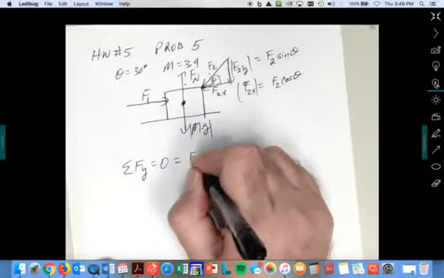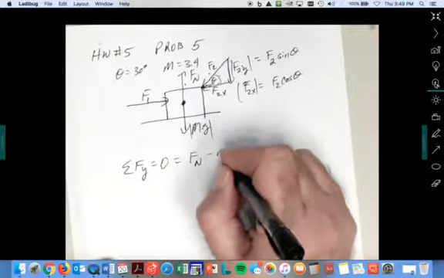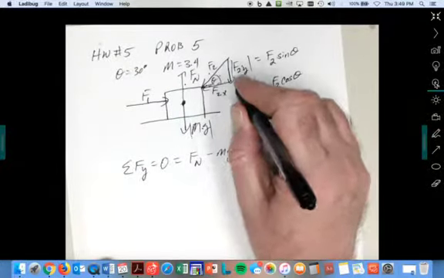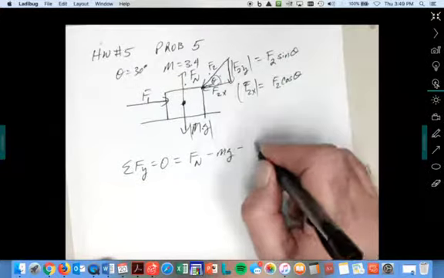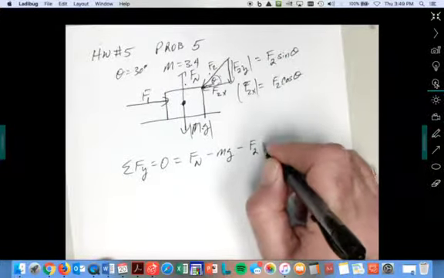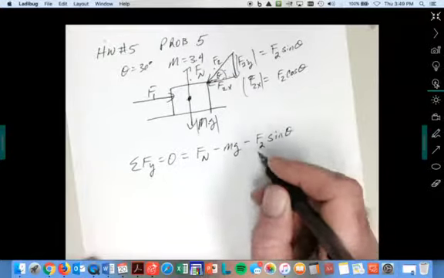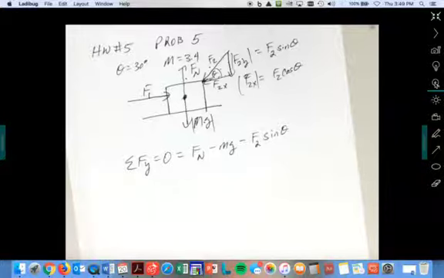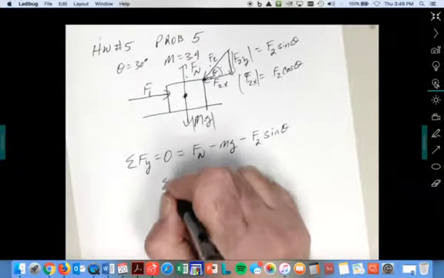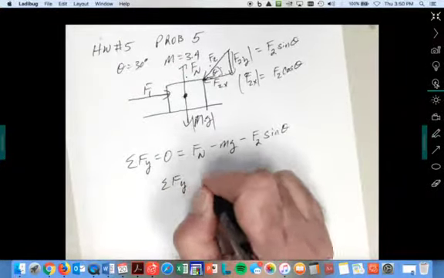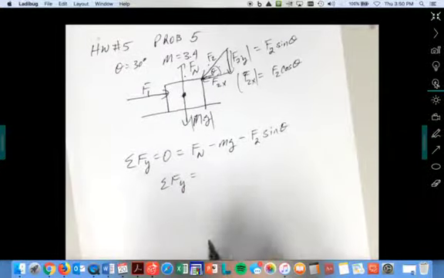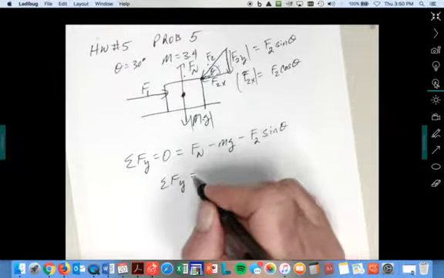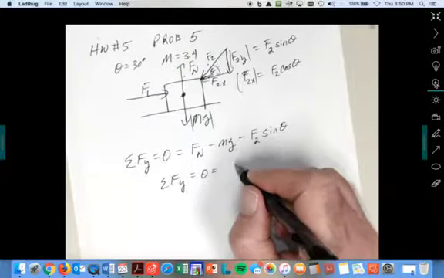The normal force minus mg minus F2 sine of theta. Okay? So we will need the mass, but they give that to us. All right? So we get the sum of the forces in the y direction is equal to 0.